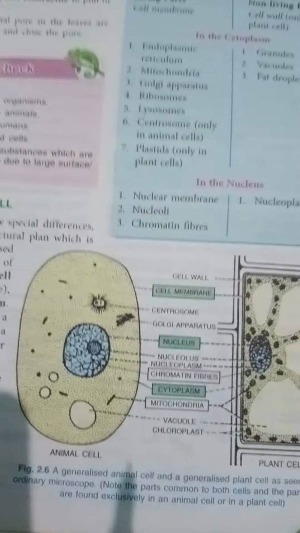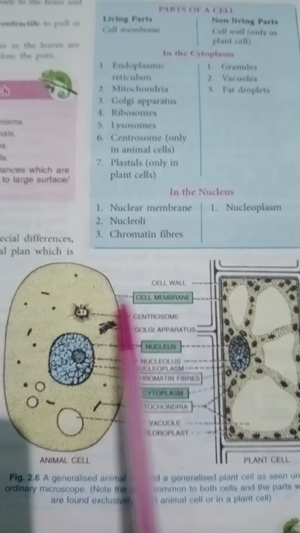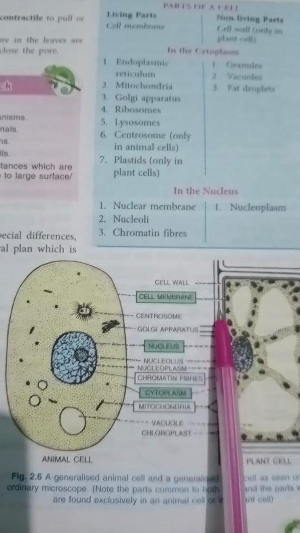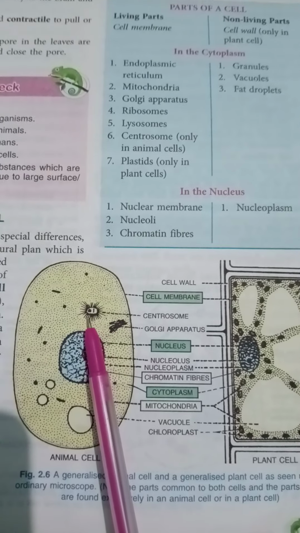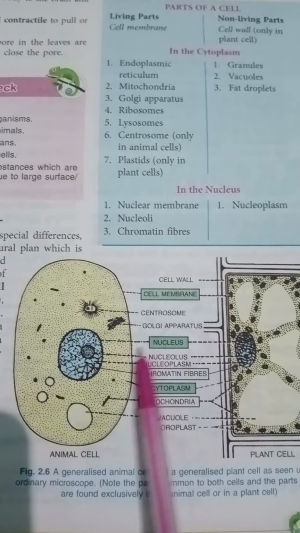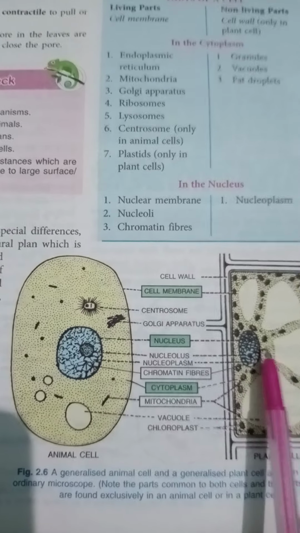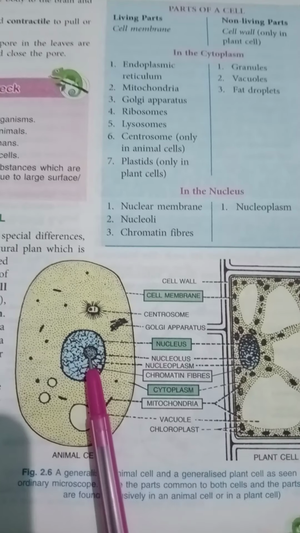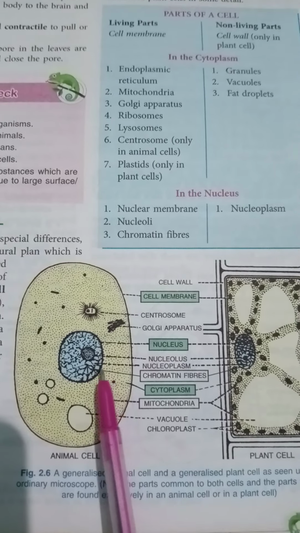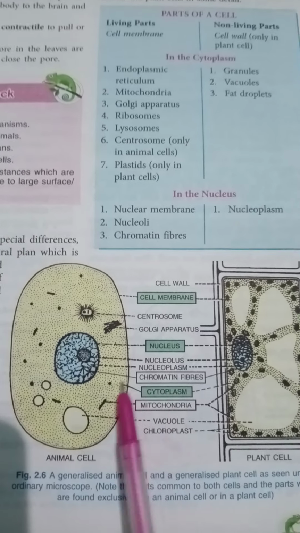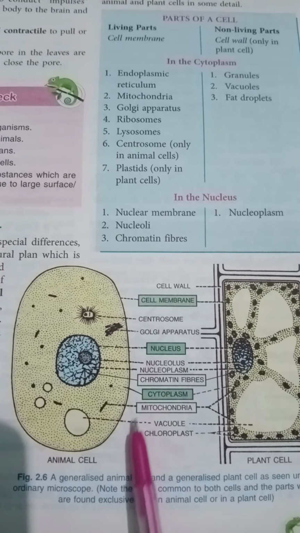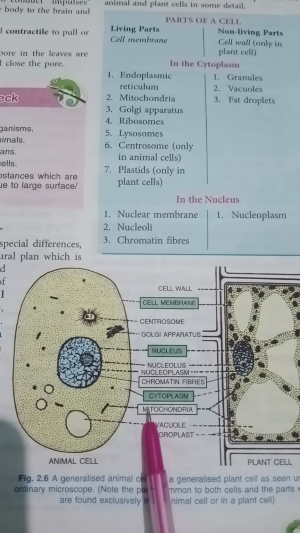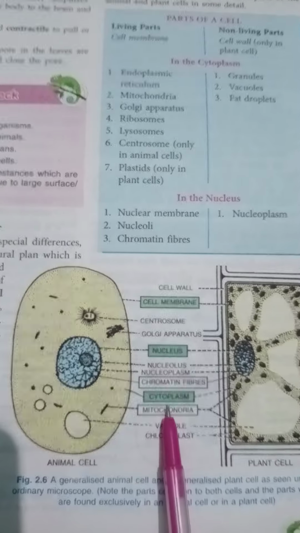Now, in the cytoplasm we have the granules also, vacuoles also, and the fat droplets are also there. You can see in this figure also, animal cell wall is there. Then this is the cell membrane. This is the centrosome, Golgi apparatus, this is the nucleus. Then inside the nucleus is the nucleolus. Then this is the nucleoplasm. Then chromatin fibers are here, cytoplasm and the mitochondria.